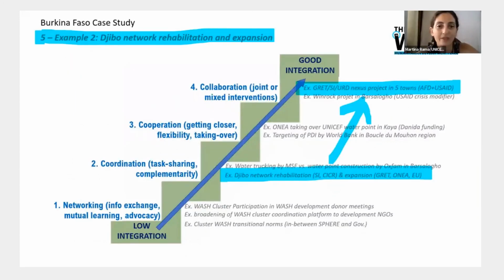So this also shows how we can move forward in the network as trust is built between the stakeholders. At the beginning, it's just really sharing tasks: I do this, you do that. And later on, the same actors are actually building a nexus project together in another town. So it shows that as they get to know each other and the trust is built, they can really move forward in the nexus. Next slide, please.